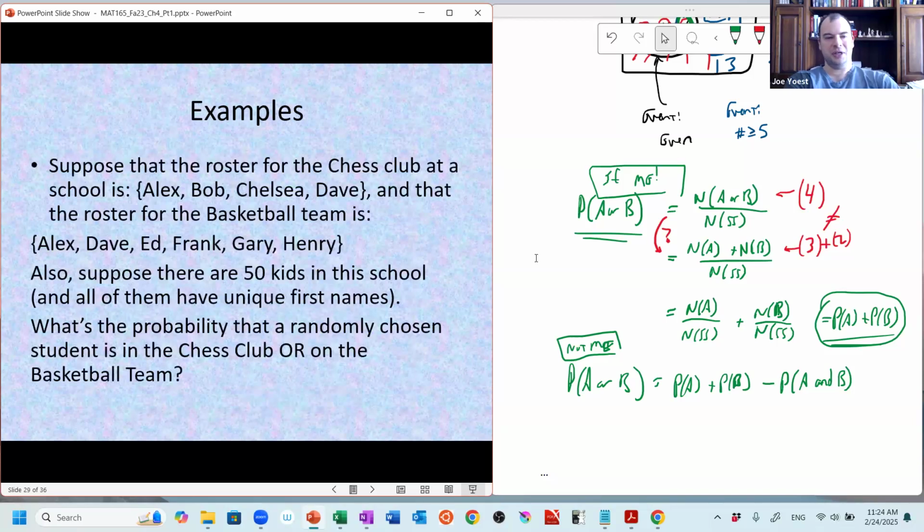So let's look at a different example. Suppose the roster for the chess club at a school is Alex, Bob, Chelsea, and Dave. And then the roster for the basketball team is Alex, Dave, Ed, Frank, Gary, and Henry. Also, suppose there are 50 kids in the school and we have a strange school. Nobody's allowed to have the same name, so all of them have unique first names. What's the probability that a randomly chosen student is in the chess club or the basketball team?